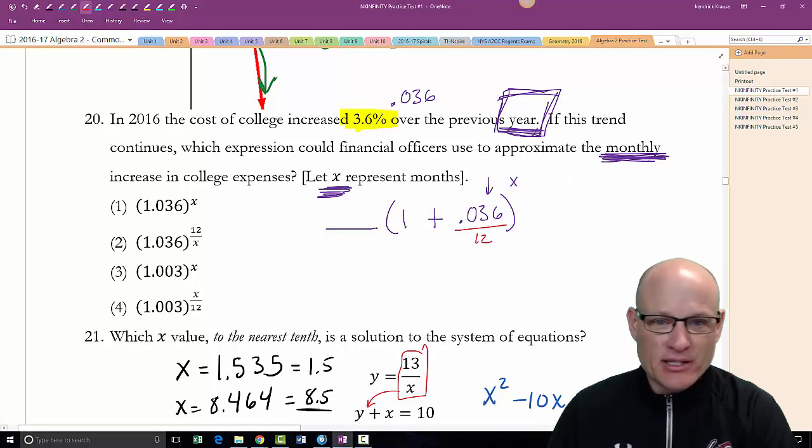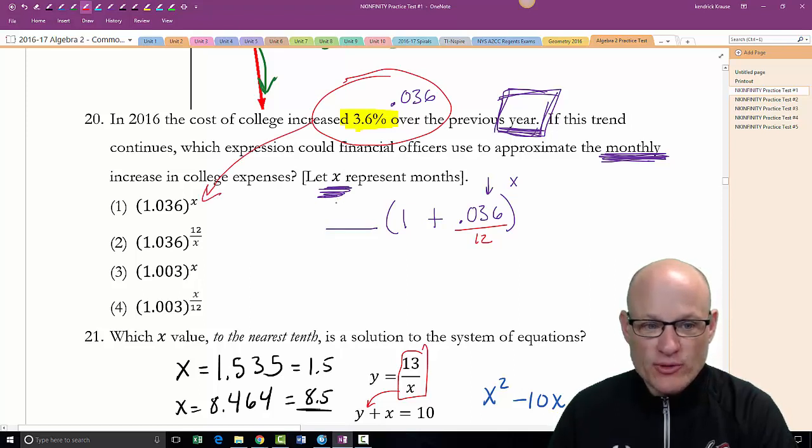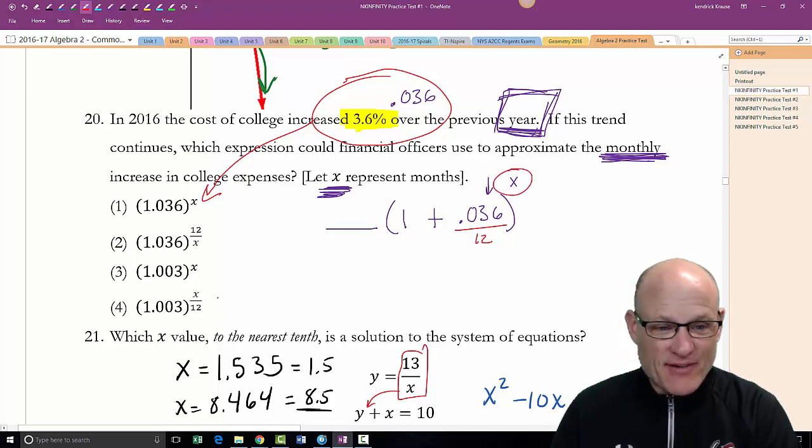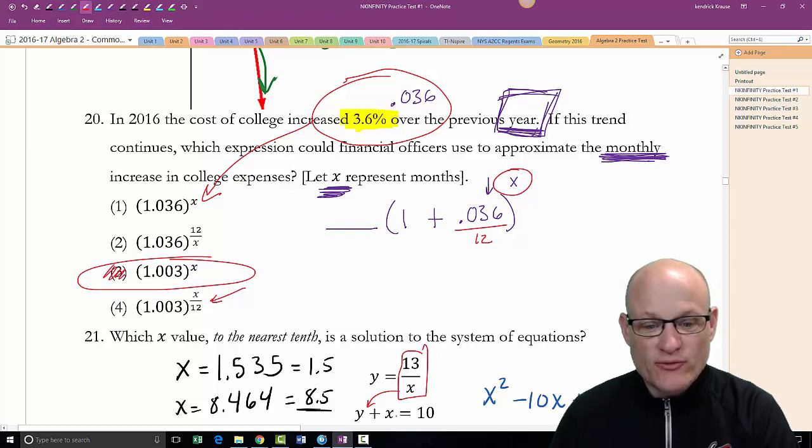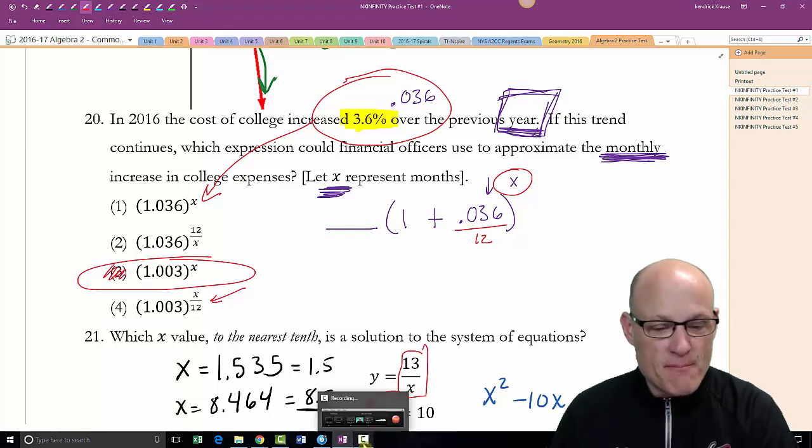Because again, this is the monthly interest rate. So don't fall for that trick. Oh, I just add 0.036? No. X is the number of months. If X is the number of years, this would be the right answer, but this is the correct choice for this problem. All right, kids, that's it for number 20.